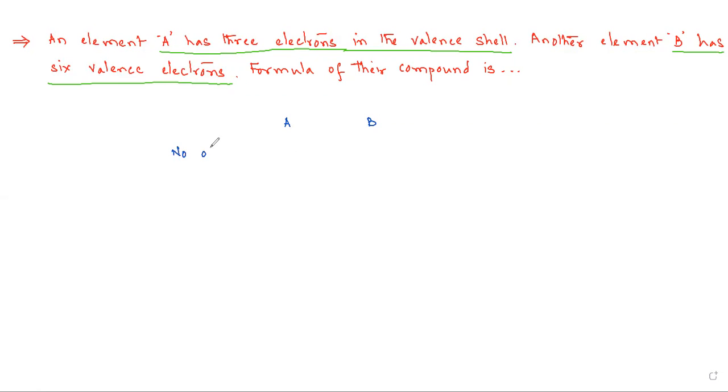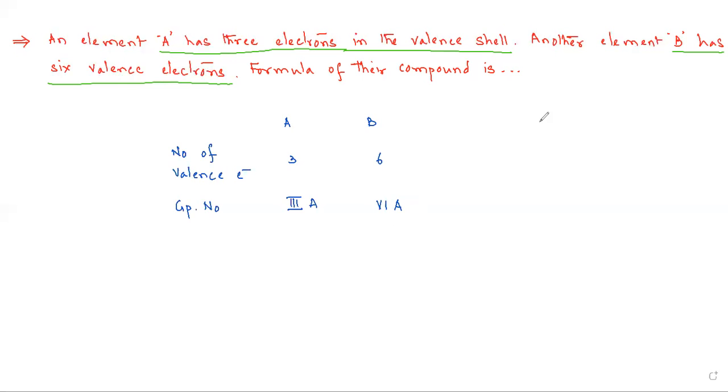See, the number of valence electrons in A is 3, whereas in B it is 6. From the number of valence electrons, we can say the group number of the element. Because A has 3 electrons in the valence shell, I can say that it belongs to 3rd A or 13th group. Because B has 6 electrons in the valence shell, it belongs to 6th A group or 16th group of the long form of the periodic table.